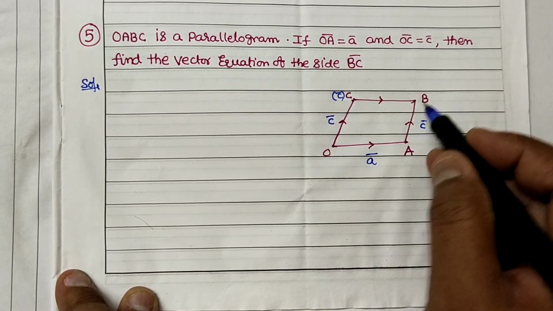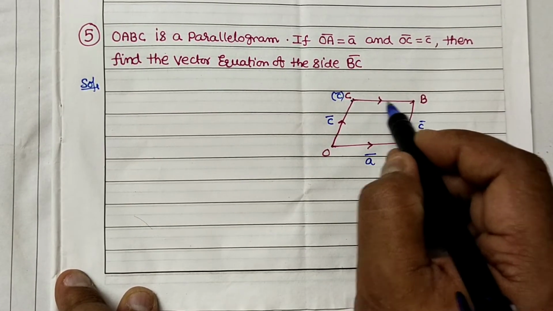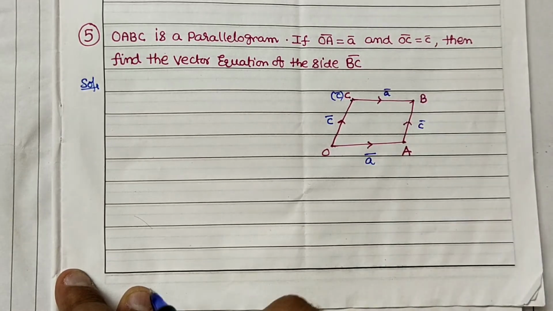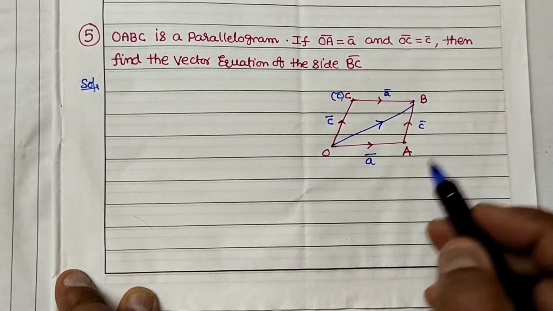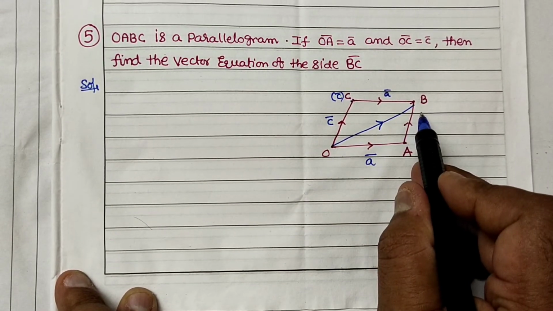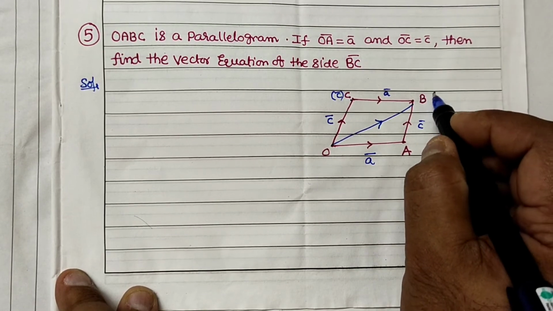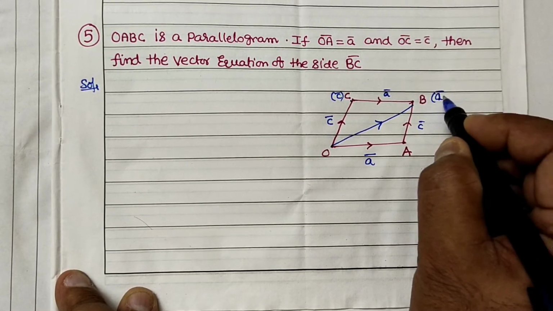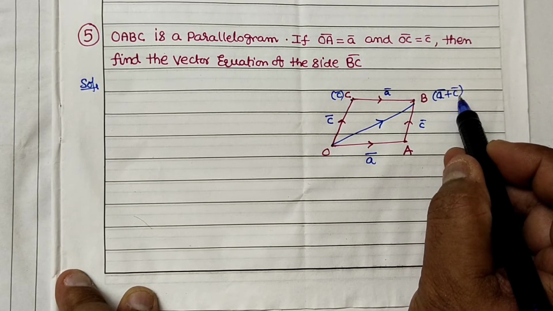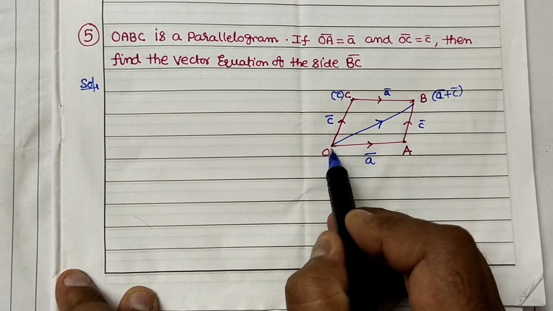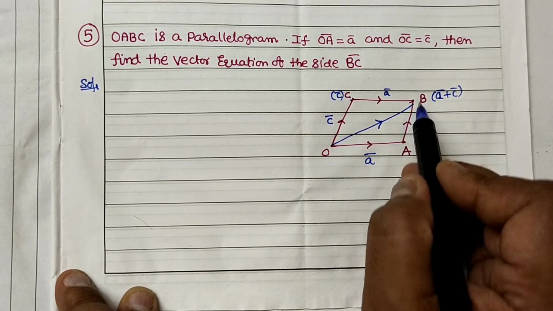OC and AB, these two are parallel vectors. So C bar, C bar. Even this is also A bar. But this OB vector is, by using triangular law of vectors, OB bar equal to OA plus AB. So this vector is A bar plus C bar. Why are we writing point B as A bar plus C bar? By using triangular law of vectors, OB bar equal to OA bar plus AB bar.